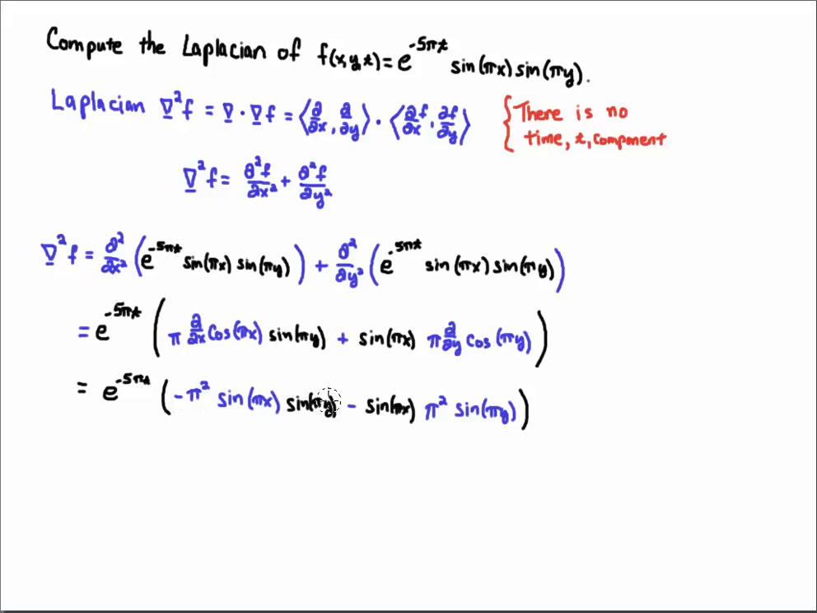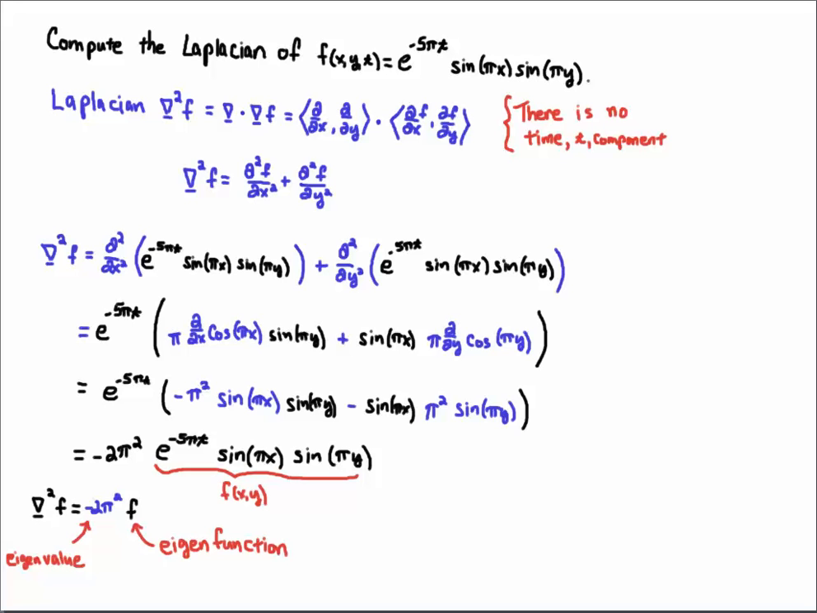Now you notice that these terms are like terms, so I can add them together and simplify this expression. I have a minus 2 pi squared e to the minus 5 pi t, which was untouched by the Laplacian, and I end up with sine pi x sine pi y. Now you'll notice that minus 2 pi squared is multiplied by the original function. If you look at the original function f, our computation of the Laplacian of f gives us the function back again.